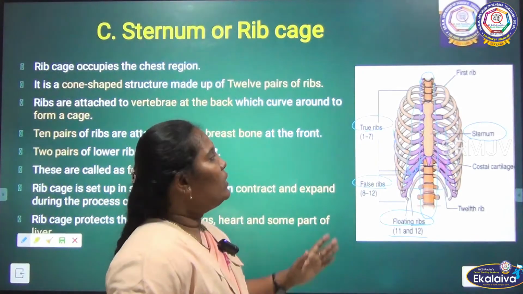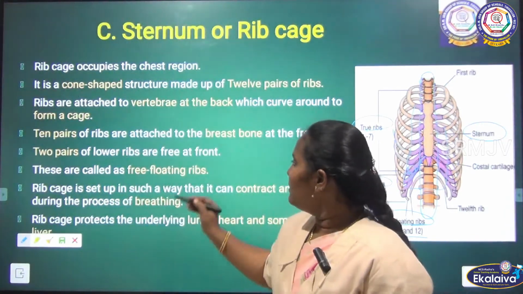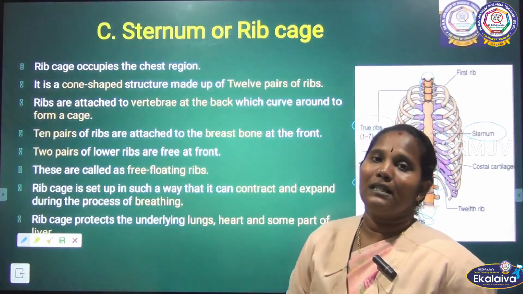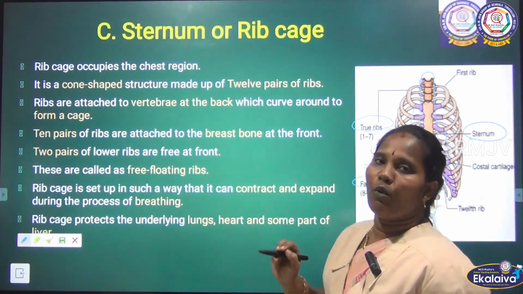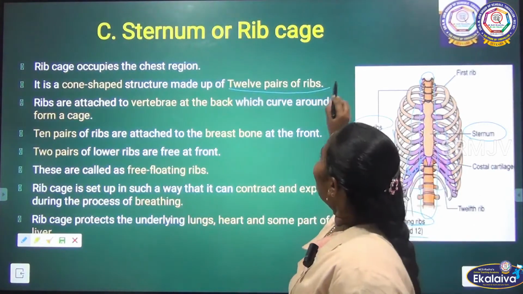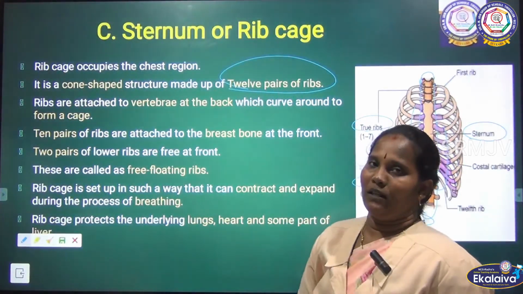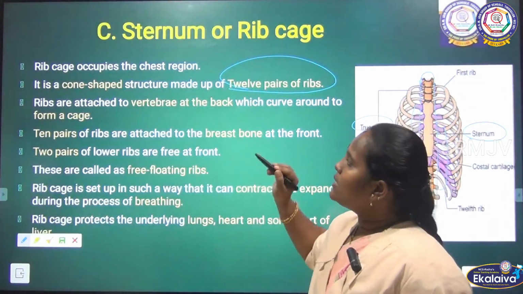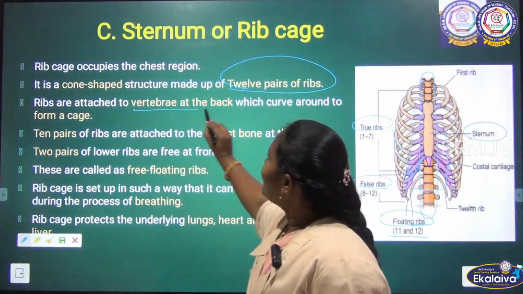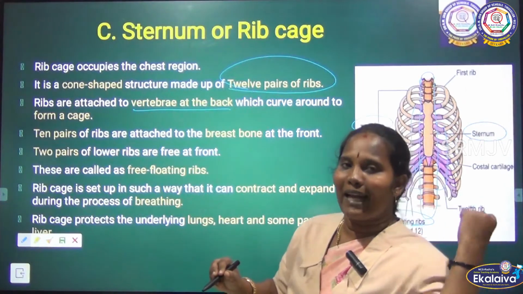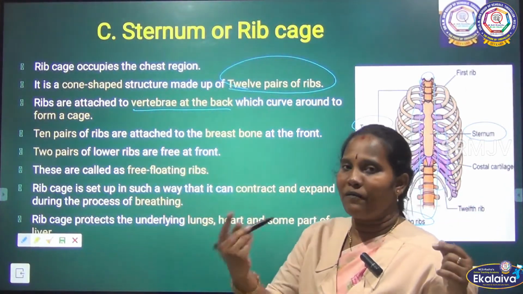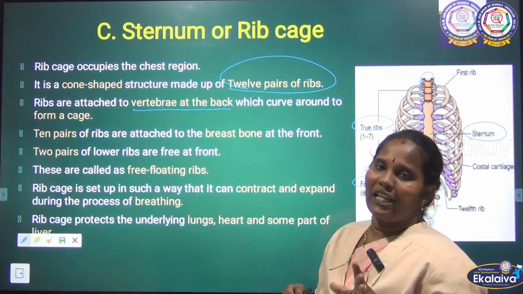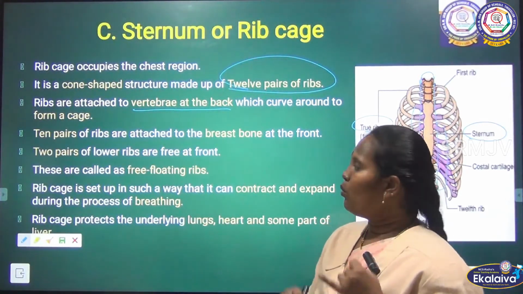Clear? So the ribs are made up of 12 pairs of rib bones. The 12 pairs of ribs make this rib cage. Based on how they attach at the back with the vertebral column and at the front with the sternum, they are divided into three types. What are they?